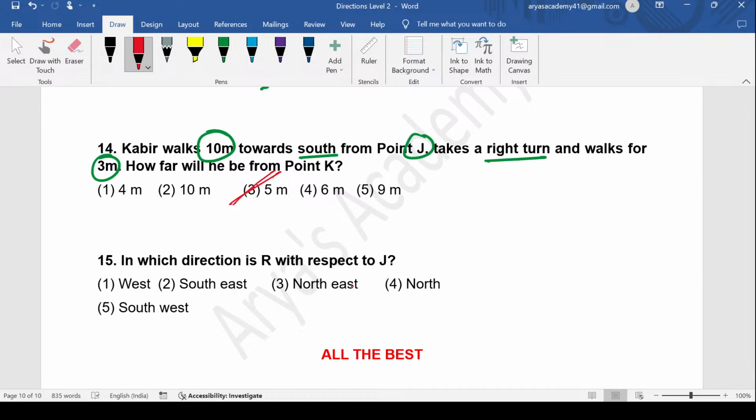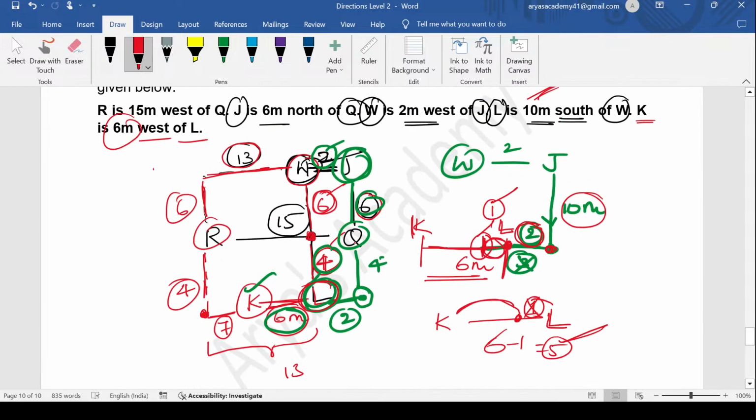In which direction is R with respect to J? R with respect to J. R is here. Okay, R is here. Where is J? J is here. You have to tell the direction of R from J. So from J, if I draw a line, it will be in this direction. If you go up, it is north. If you go this direction, it is west. It's actually in the middle. Sorry, I'm actually communicating the wrong message.